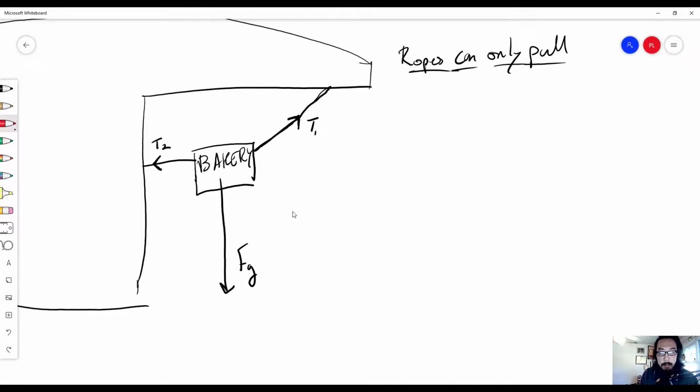All right, let's break this down. So I'm going to create the components here for T1. Let's make this theta, whatever that theta might be. So for T1, here we can write T1x, and along this vertical axis we can call that T1y. I don't have to break up T2 because there are no angles.